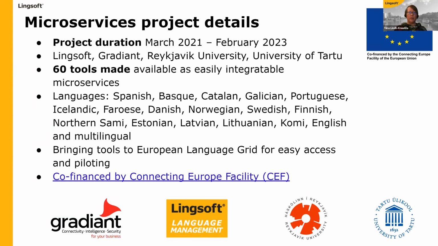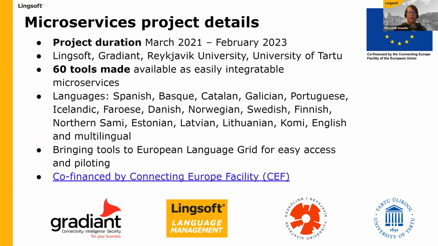So where are our tools now? We have a project page at the Linksoft web pages where we also list all of the project results. So basically all of the tools are there with a short description, the language, and then links to Docker Hub for the Docker image, and then for the ELG catalog. And at the European Language Grid, they are all on our ELG project page. Under the related LRTs and tool projects tab, you can find them.